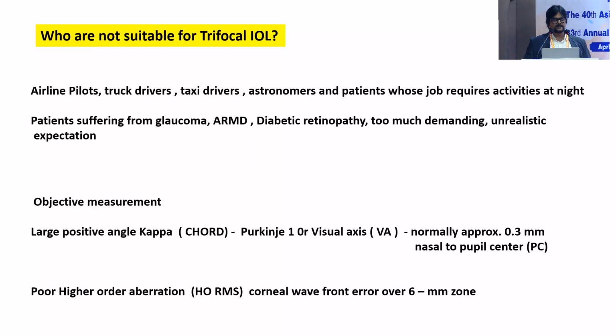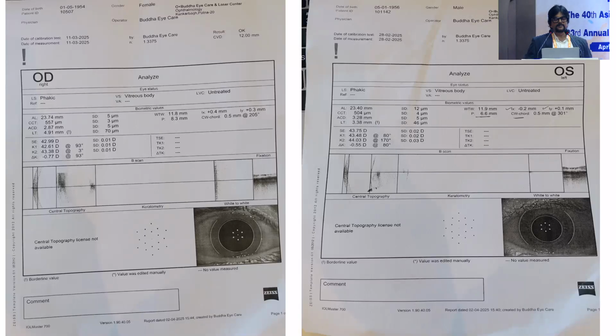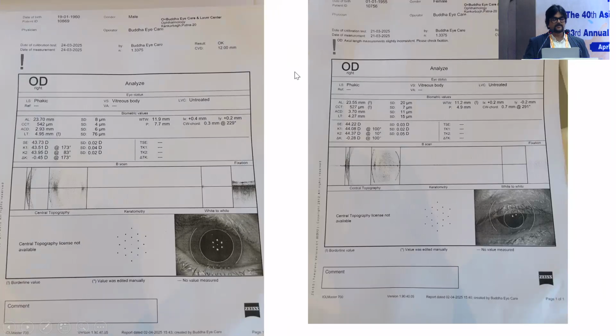This is like large positive angle kappa, which is nowadays called CORD. It is the difference between the visual axis and the pupillary center. Normally it is 0.3 mm nasal to the pupillary center. Again, Dr. Vishal has highlighted the importance of higher order corneal wavefront over the 6 mm zone. So this is the data. You have to have an optical biometer for obtaining this data.